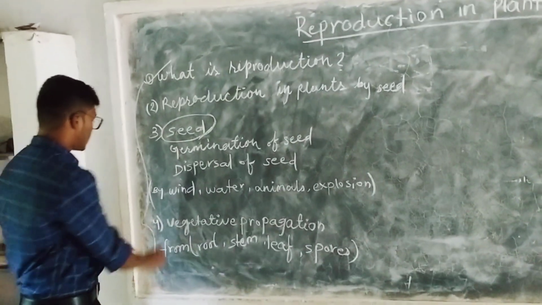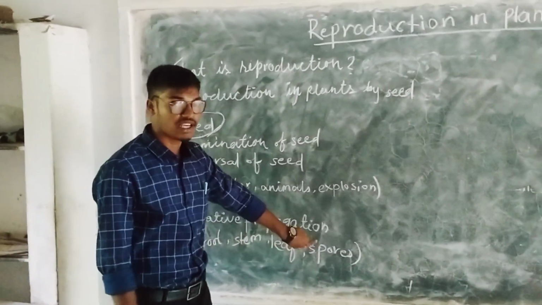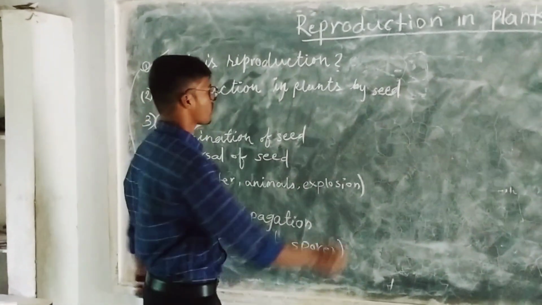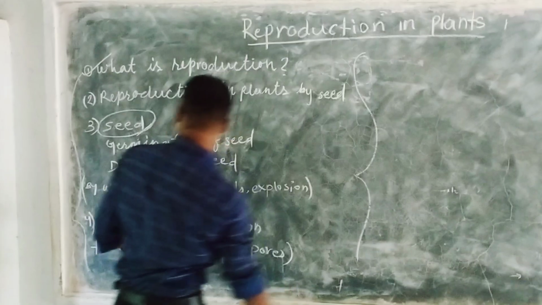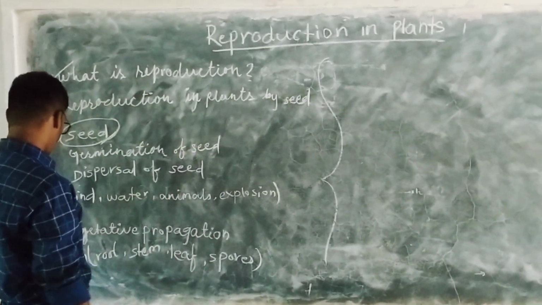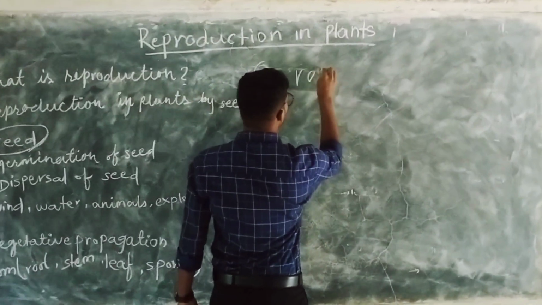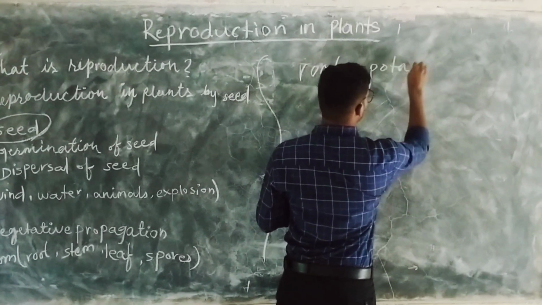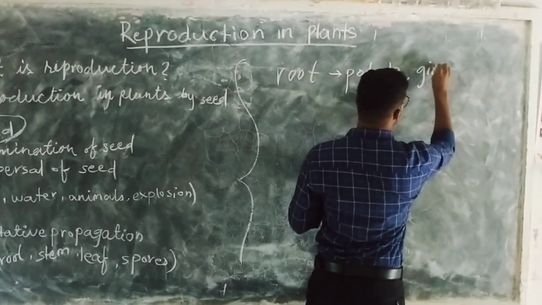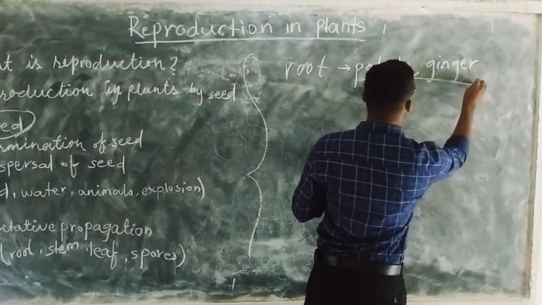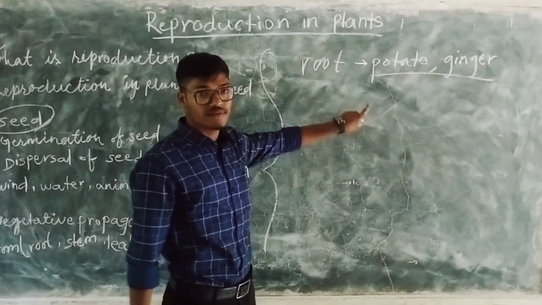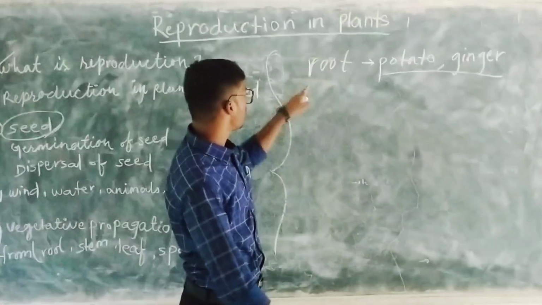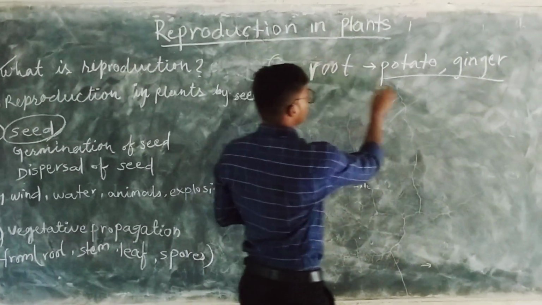Now the number 4. This is our last part. Vegetative propagation from root, stem, leaf and spore. Let us take one by one as we took dispersal of seed. Root, such as potato, ginger, these are. They don't have leaf or stem, so by root only they grow.